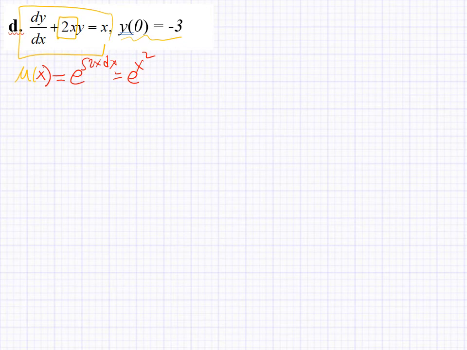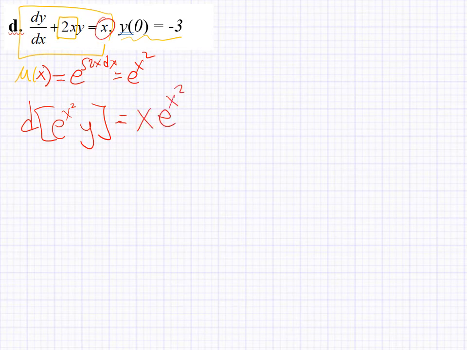And so if I multiply this equation through, I know that the left side turns into the derivative of e to the x squared times y. The right side turns into f of x times the integrating factor. I'll integrate both sides, canceling this out, giving me e to the x squared y. And then the integral here, how are we going to do this integral dx? Well, the way we're going to do this integral is by substitution.